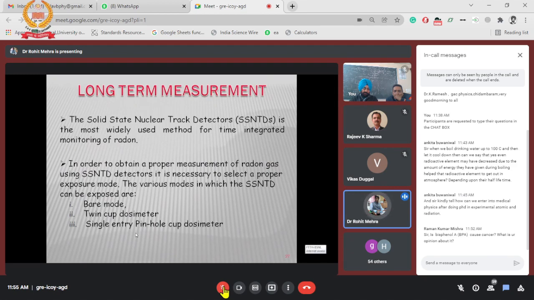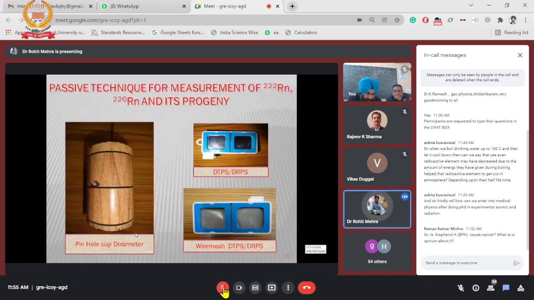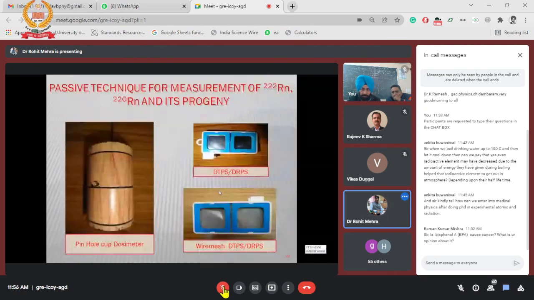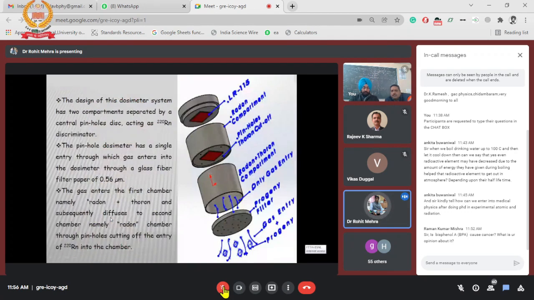I will show you the detector, not going into the detail. These are the detectors which we deploy for the measurement. This is the previous detector; this black ring opens up. This is the pinhole cup basically. It is a detector where we allow the air to enter from these pinholes and then it enters a first compartment, which we call the radon plus thorium compartment. There is a detector, a cellulose nitrate detector, which we call LR115.